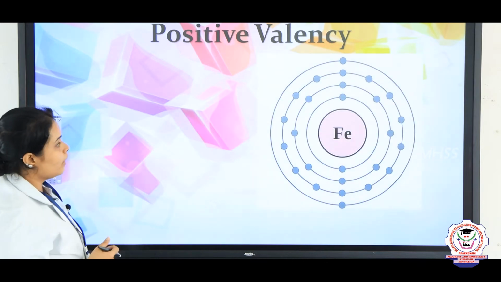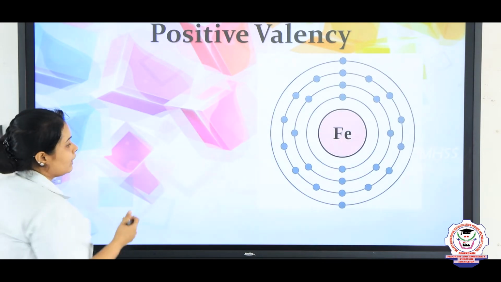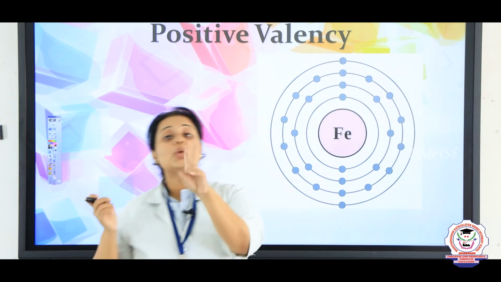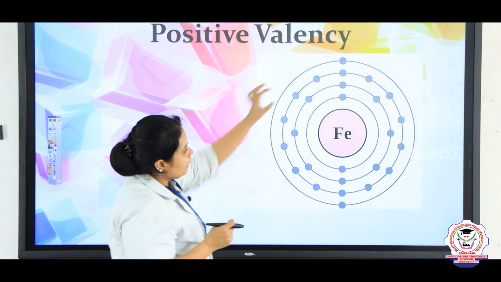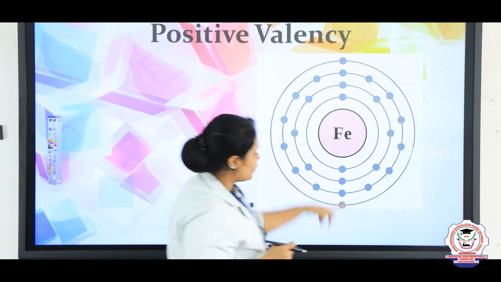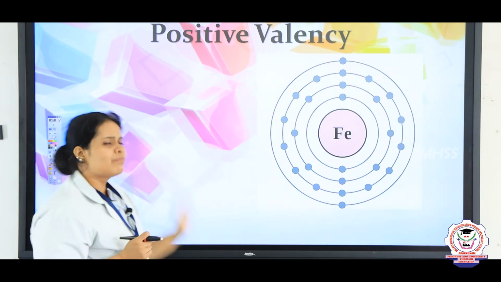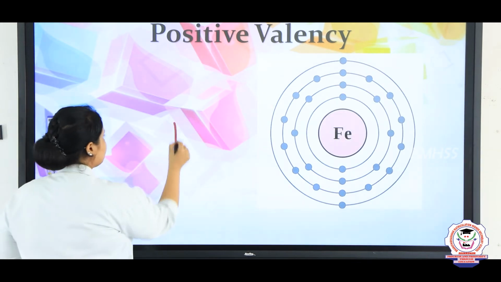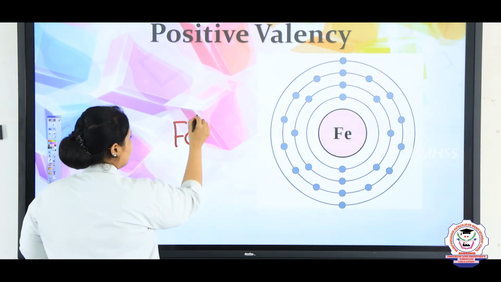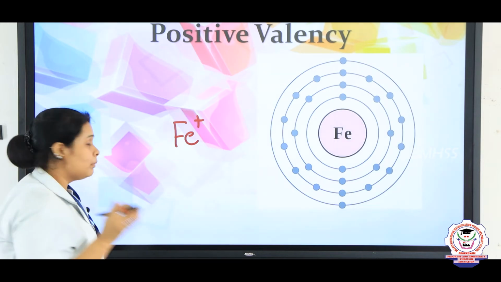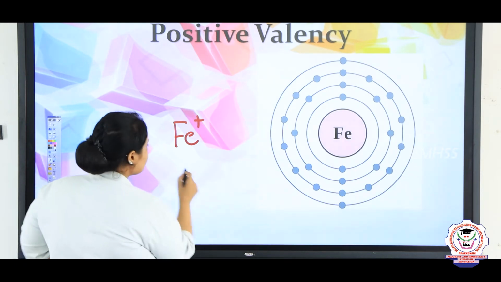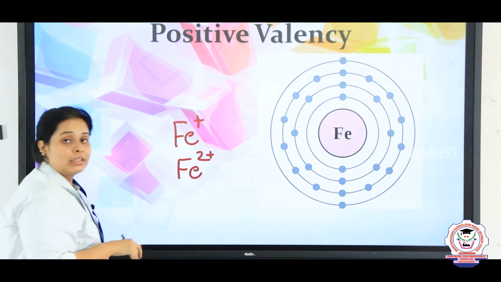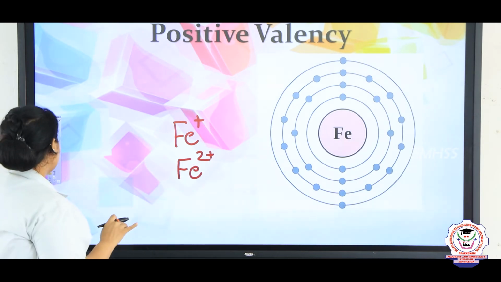And there comes the iron. Children, in iron you can see that iron can have 2 valencies. So how many electrons are there? There are 2 electrons. If by chance it removes one, it will become Fe plus, but it wants a stable one. So it will remove the 2 electrons and become Fe2 plus, okay, so that it becomes balanced.